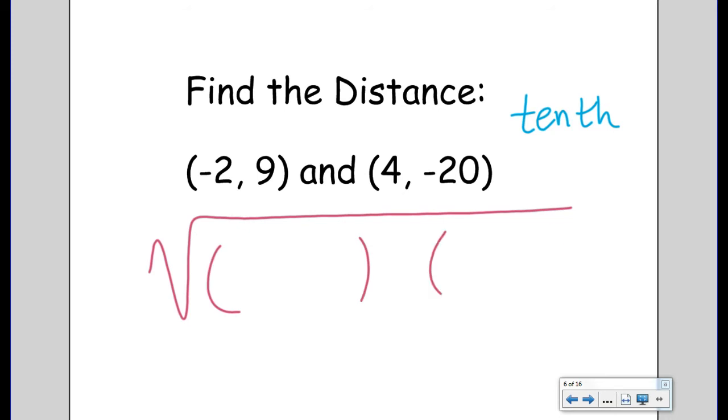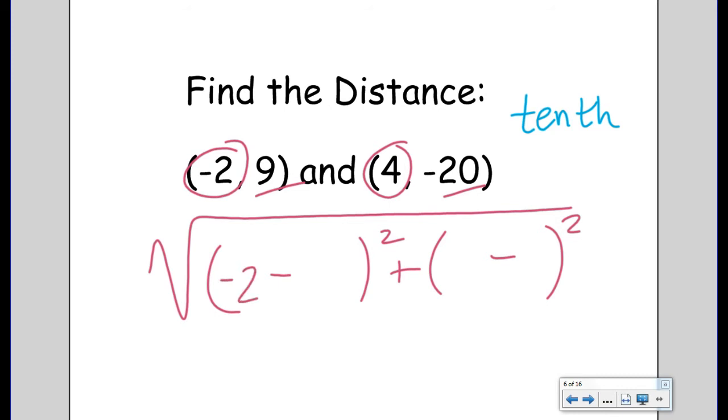So, what did Miss Tanton teach you? Because it has been a while. Miss Tanton taught you, first of all, to circle your X's and underline your Y's. Please tell me you did that, at least. So then you put your circles together, and you put your underlines together. That's all it is. Ready? -2, 4. Then you put your underlines together. Ready? 9, -20. I put my circles here, I put my underlines here.